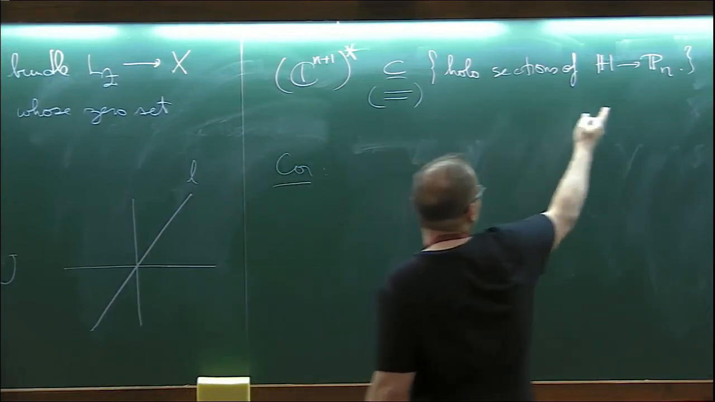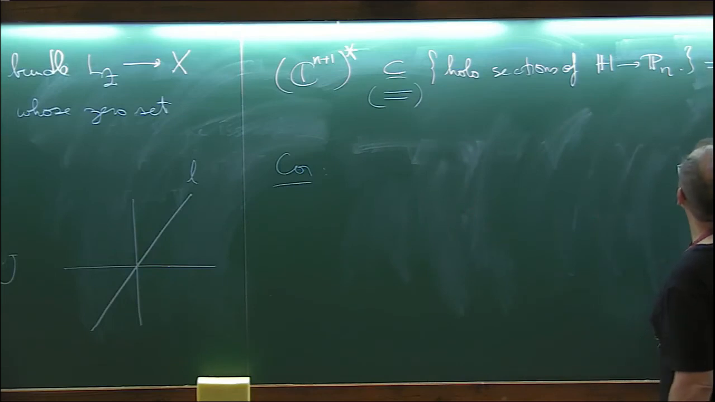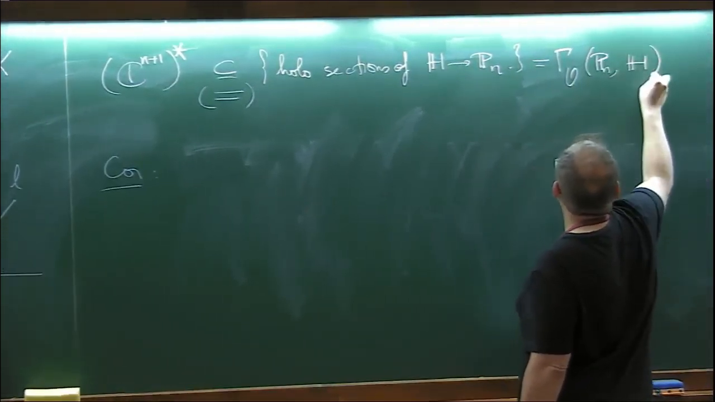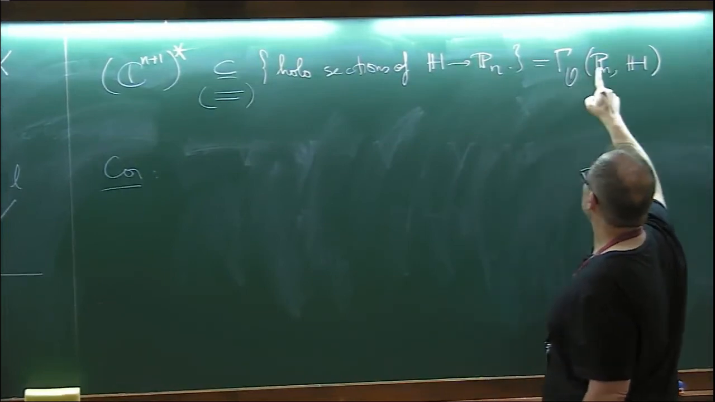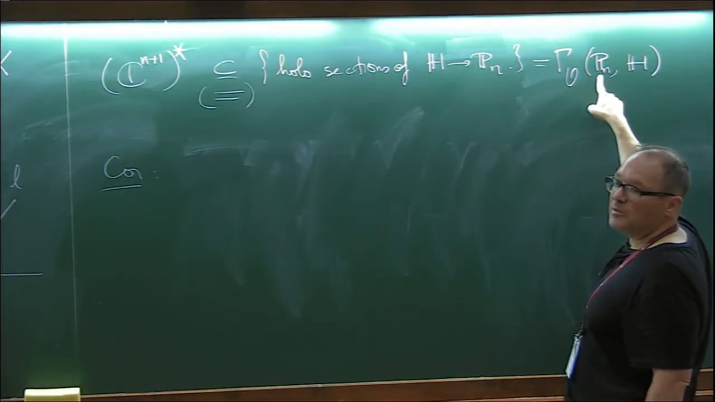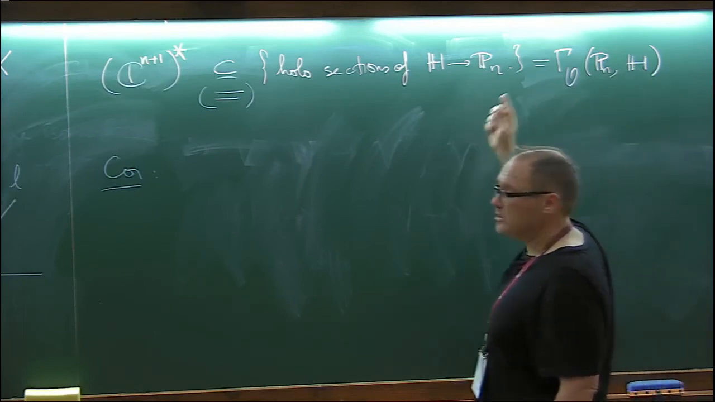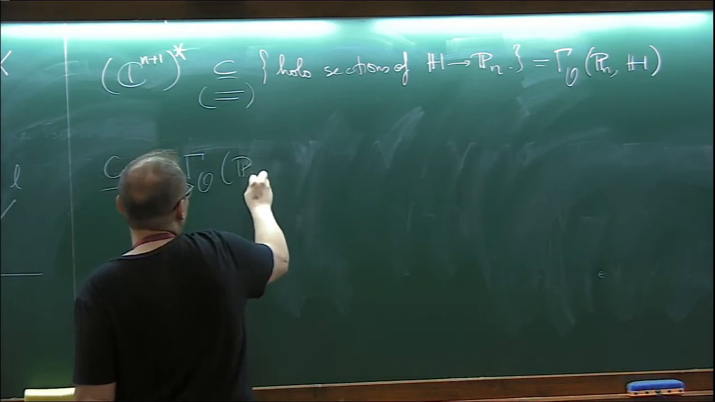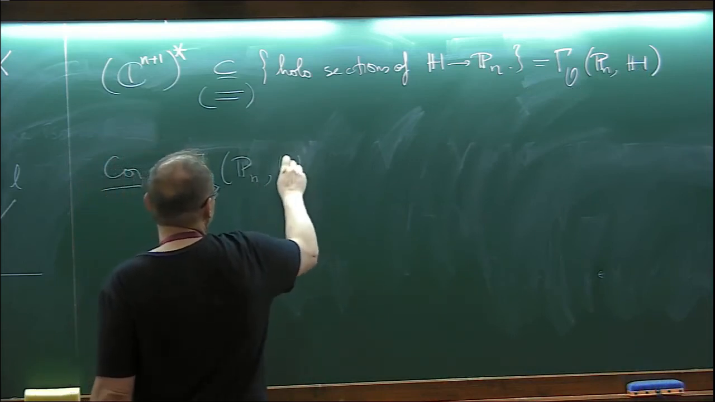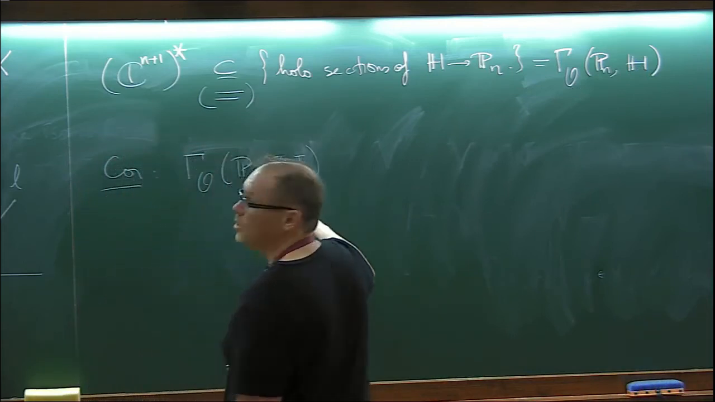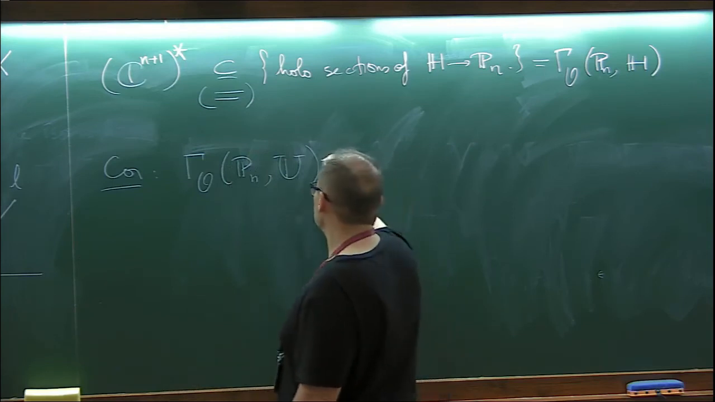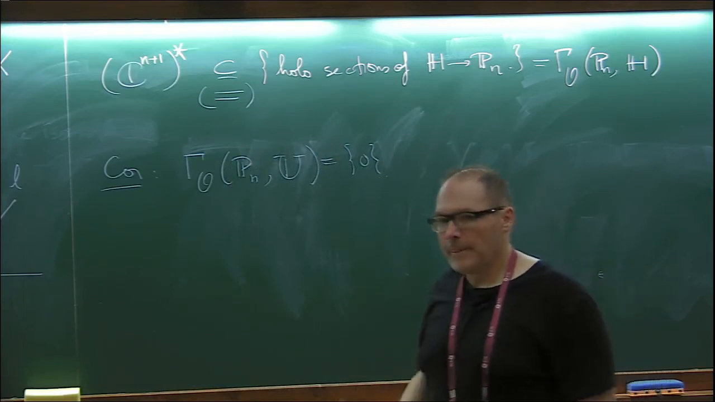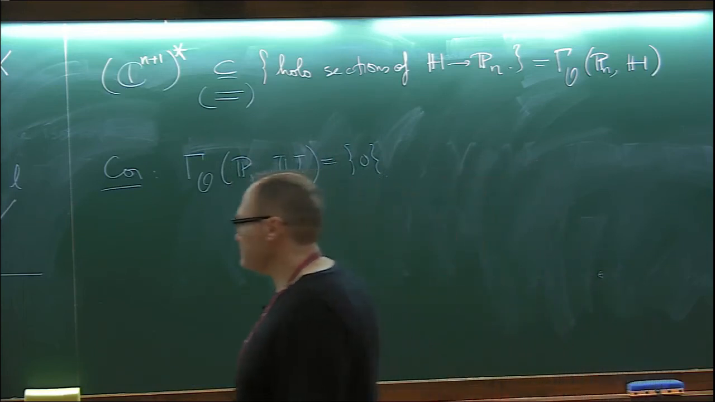So let me give a notation. I'll use the notation gamma O of Pn H, holomorphic sections over the base manifold of the line bundle or vector bundle. So the claim is that for the dual bundle, there's only one holomorphic section of this, which is just the zero section. Okay, so how do you see that?